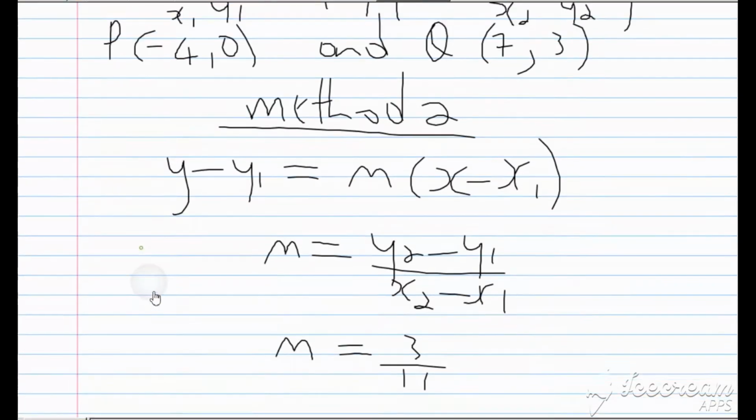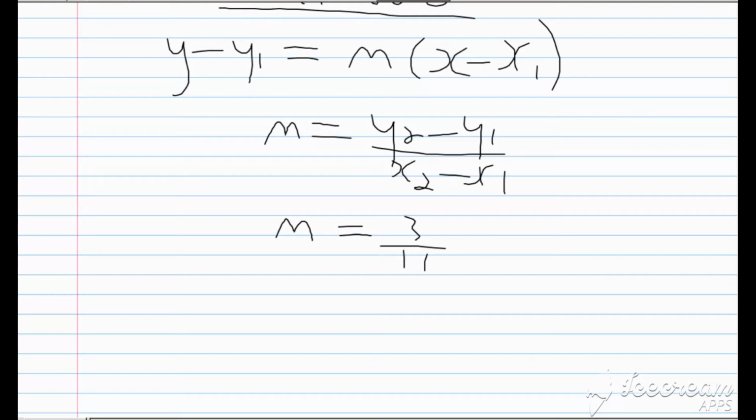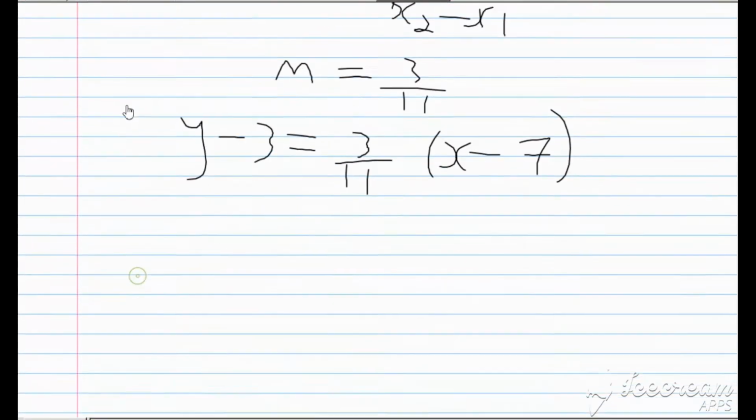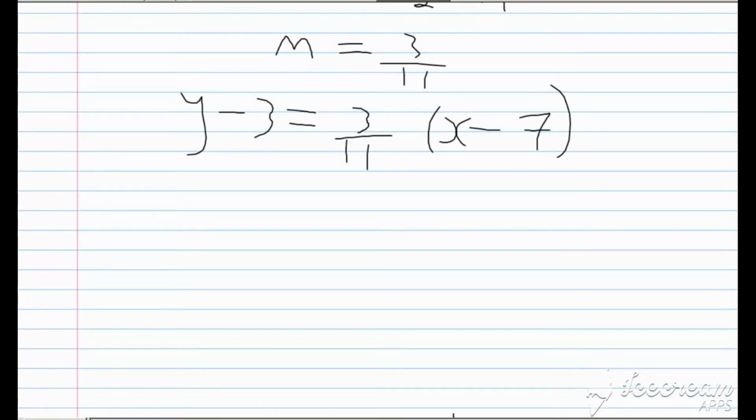So, this is going to become y minus 3 equal the gradient, which is 3 over 11, into x minus 7. Now, all I have to do is simply expand this bracket and put it in the proper form, y equal mx plus c form. So I'm going to have y minus 3 equal, expanding that bracket, 3 over 11 times x is 3 over 11x. And 3 over 11 times -7 is going to give me -21 over 11.